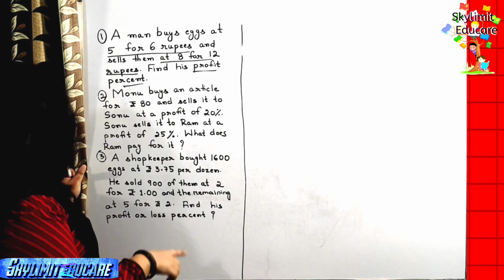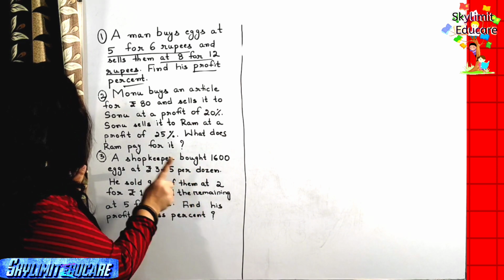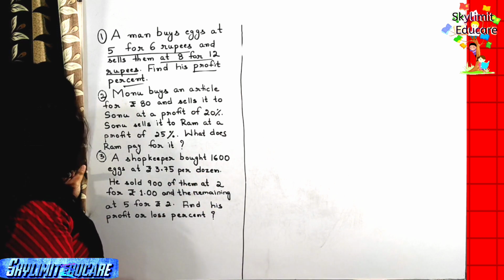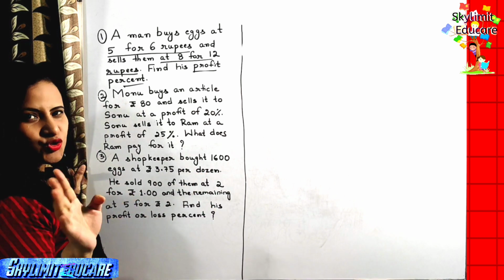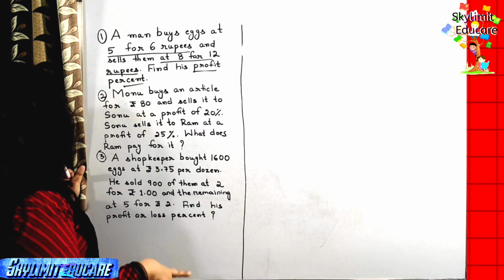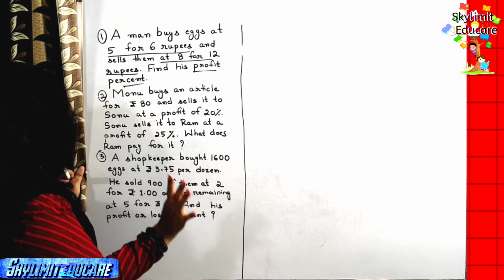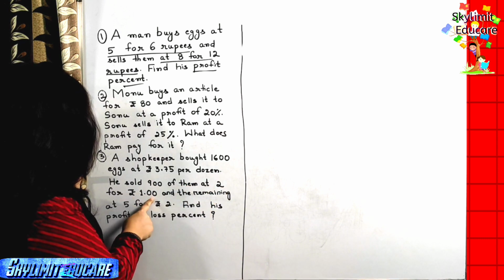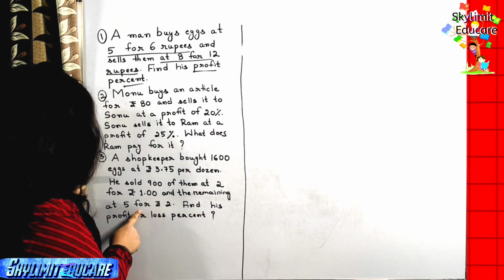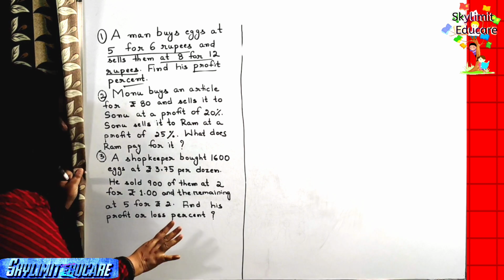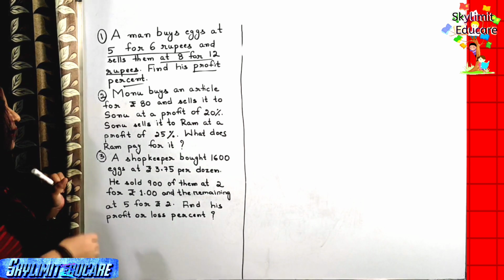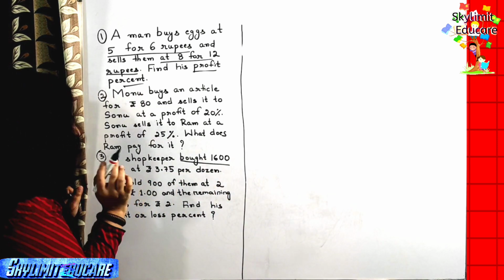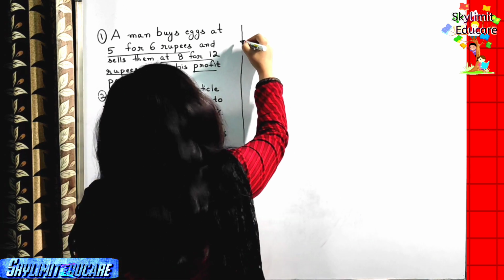The next question says a shopkeeper bought 1600 eggs at rupees 3.75 per dozen. So we all know 1 dozen is 12. That means the CP of 12 eggs is rupees 3.75. He sold 900 of them at 2 for rupees 1 and the remaining at 5 for rupees 2. So find his profit or loss percent. Okay, so what is the total number of eggs bought by the shopkeeper, students? It's 1600. So let us write down the statements.